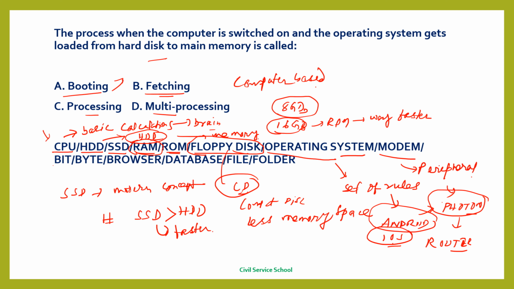This is actually a peripheral device. And bit is the smallest unit used in computer, and byte is 8 bits. A computer stores information in binary form. There is 0 and 1, and bit and byte comprise of these 0 and 1.